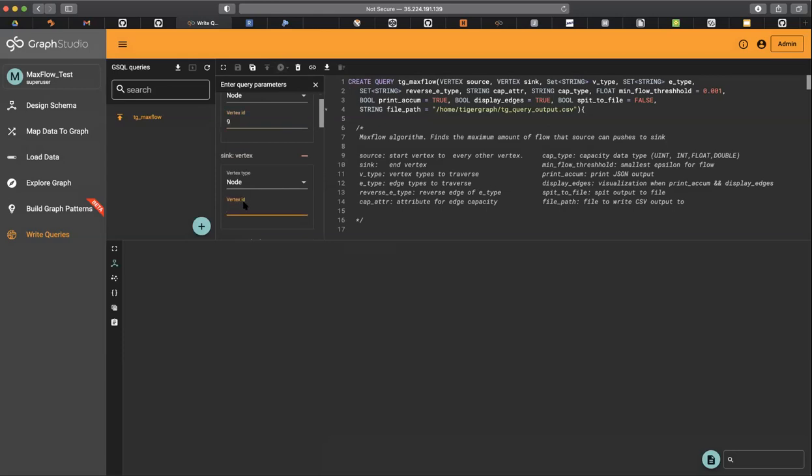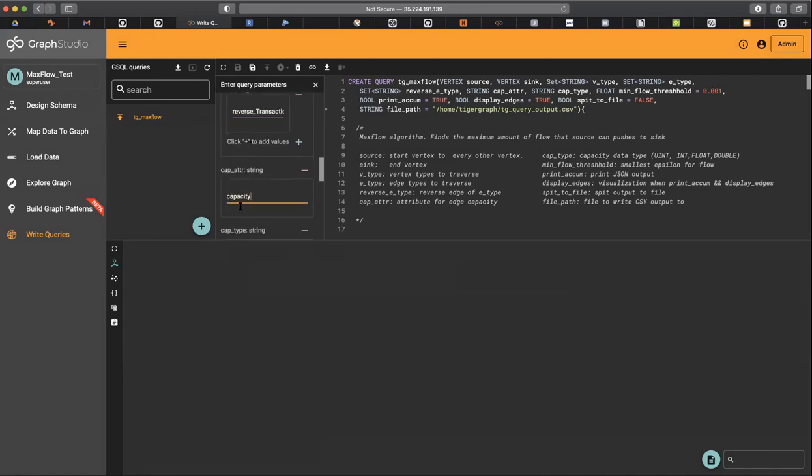So you have to know beforehand what your source and your sink vertices are going to be. I happen to know the IDs or the expected IDs of this data set beforehand, so I'm plugging those in. The expected node type, the expected edge type, which is transaction, and then the reverse edge type, which is just reverse transaction.